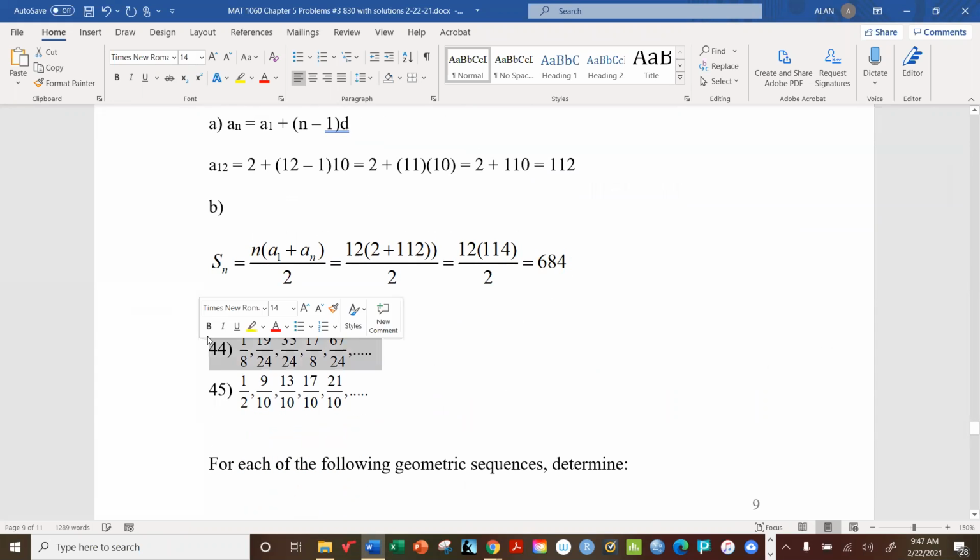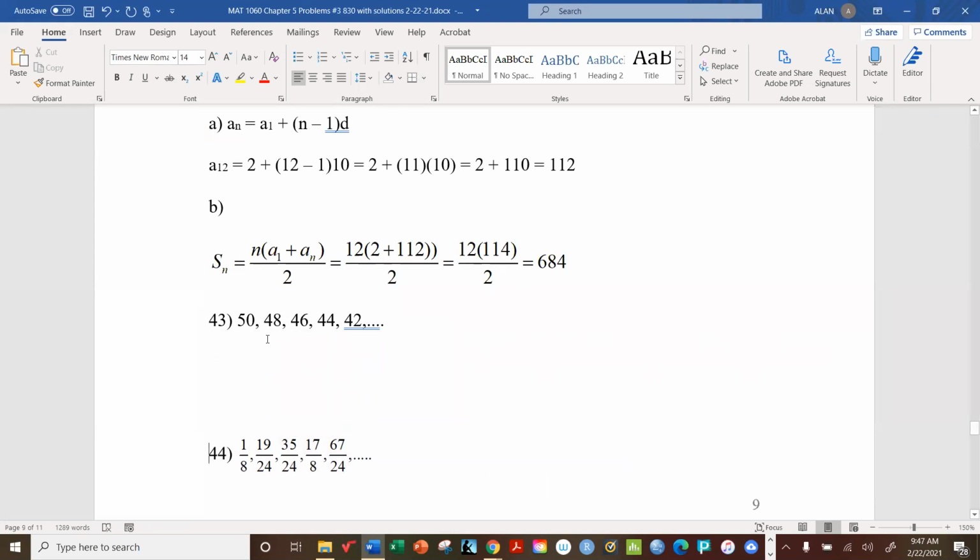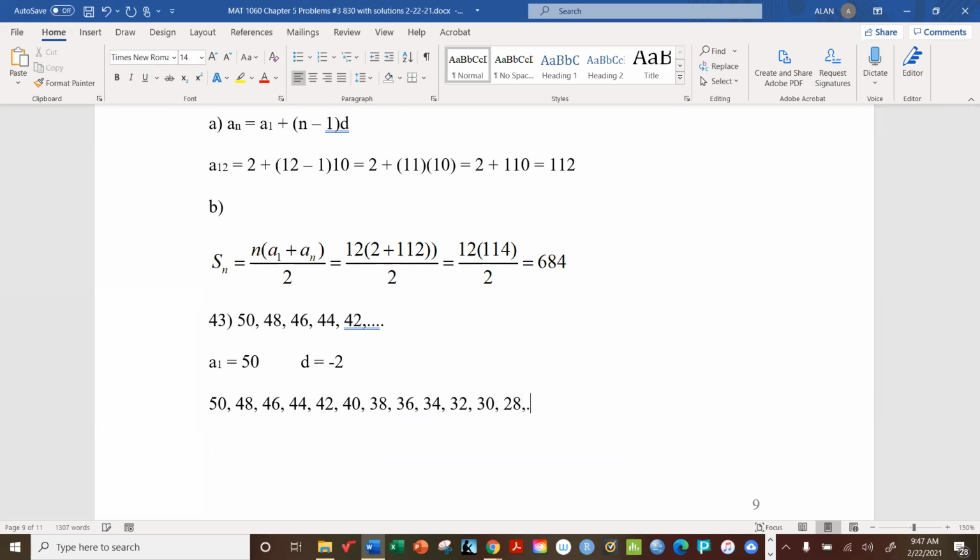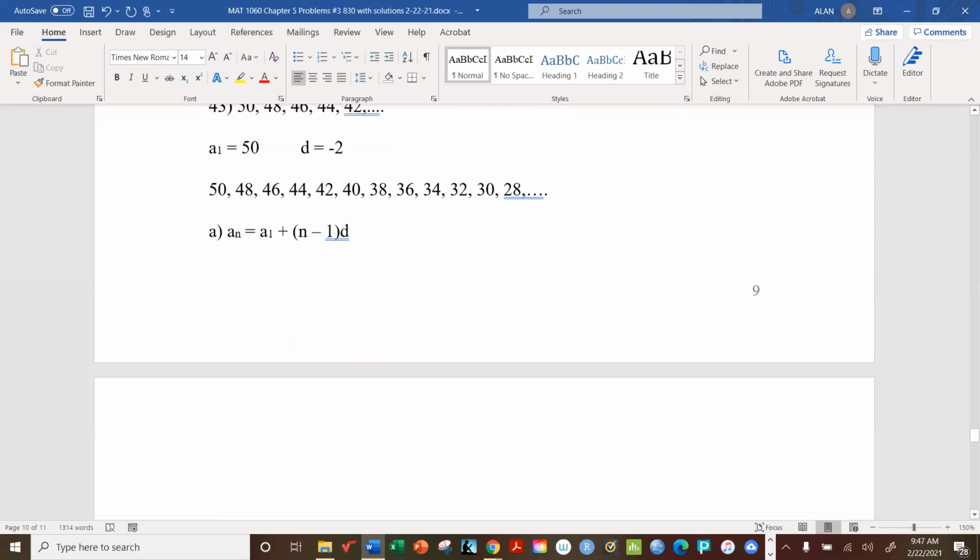Uh-oh. I see some scary ones coming up. Oh boy. All right, well, with this one, A1 is 50 and D is -2. So if you keep writing these out, is that 12? 1, 2, 3, 4, 5, 6. So in part A, we'll use this formula again. So therefore, A12 would be 50 plus 12 minus 1 times negative 2. 50 plus 11 times negative 2 is 50 minus 22. 28, very good.